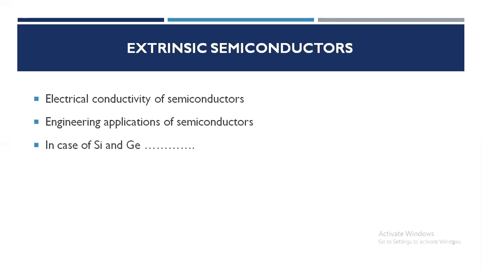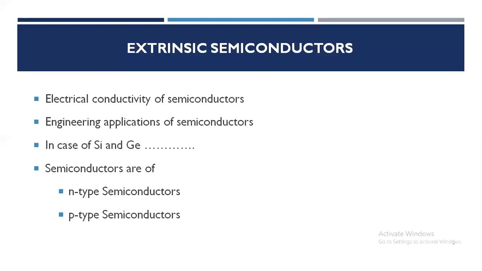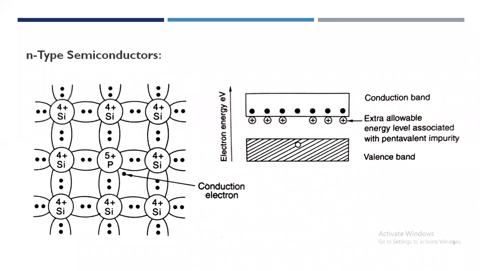Also, the temperature dependence of conductivity is strongly affected by the impurity content. The semiconductors are of two types: first is N-type semiconductors and another is P-type semiconductors. Let's see N-type semiconductor.